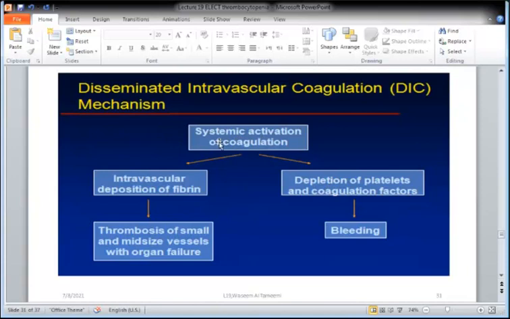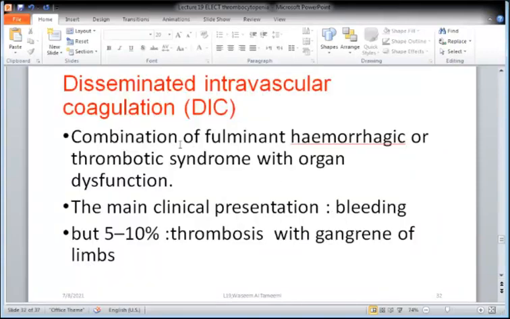For those who did not understand, we repeat it with this diagram. DIC starts with systemic activation of coagulation, causing intravascular deposition of fibrin, and this will induce thrombosis of the small vessels and subsequently organ failure. Then it causes depletion of the platelets and the coagulation factors, causing a bleeding tendency. Therefore DIC is a combination of hemorrhagic or thrombotic syndrome with organ dysfunction. The clinical manifestation is bleeding more than thrombosis, but the process begins with thrombosis first.